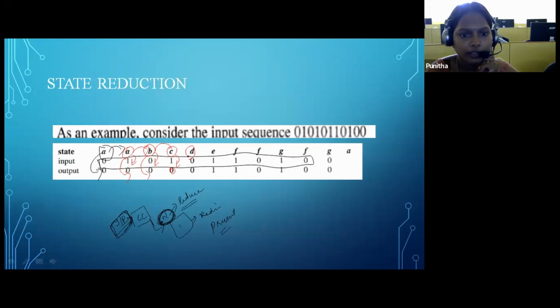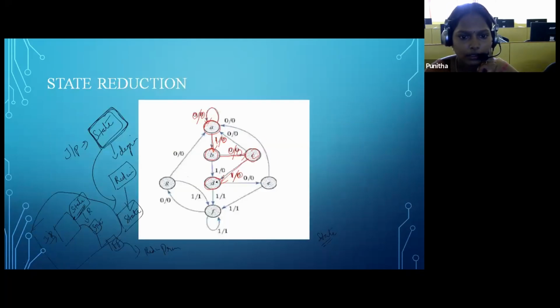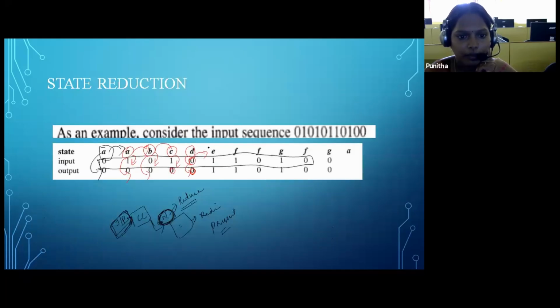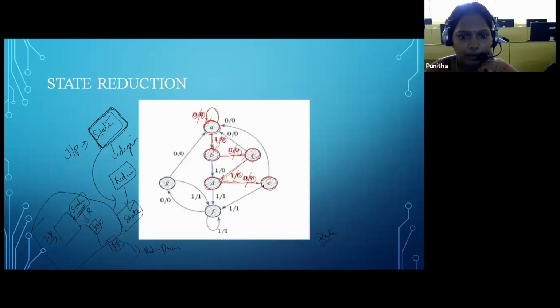Next, for D I'm applying 0. The output will be 0 and the next state is E. I'm applying the input 0 at E, the output is 0, and the next state will be E. For E I'm applying 1. My output will be 1 and the next state is F.